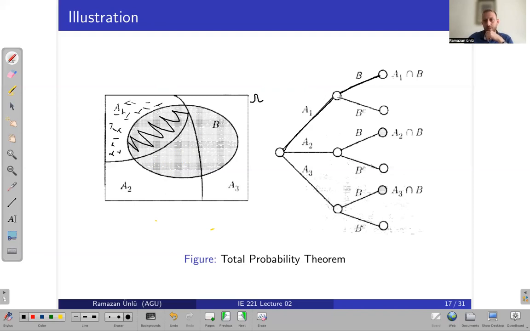So there are two possible events: B complement and B. And what was B? We defined it: this part is A1 intersect with B. Okay, and the same thing for the others.